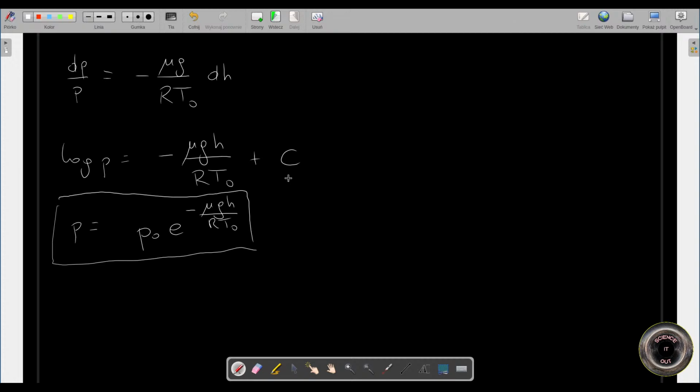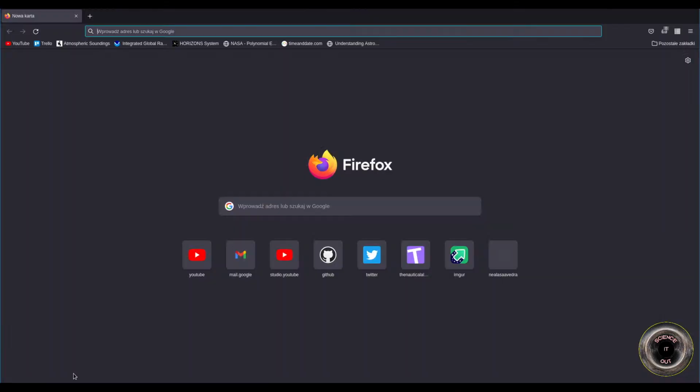Oh, one more thing, let's get this out of the way. When we have P of h and T of h, pressure and temperature, how do we get the refractive index? So there is such a thing. Let me show you.